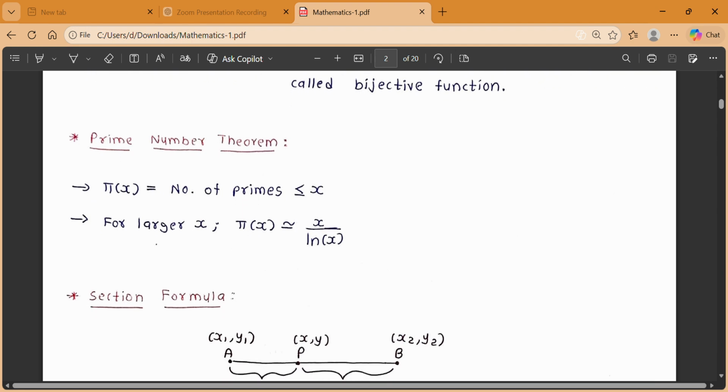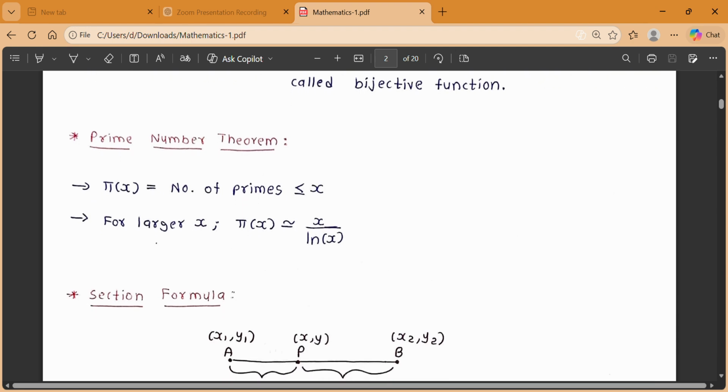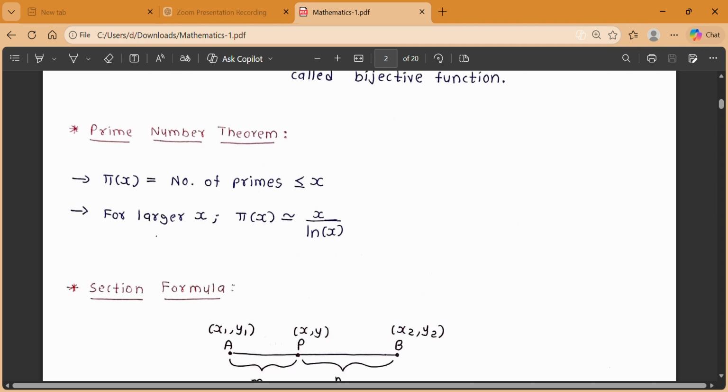Prime number theory: pi(x) equals the number of primes less than or equal to x. For larger x, pi(x) is approximately x upon ln x.